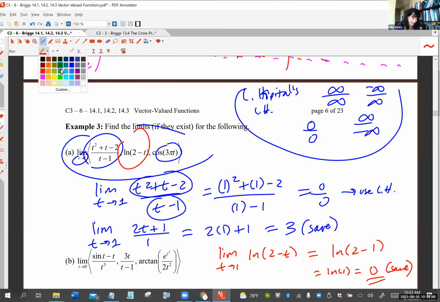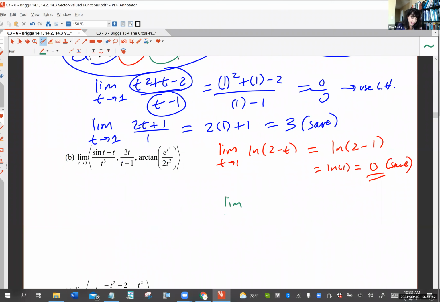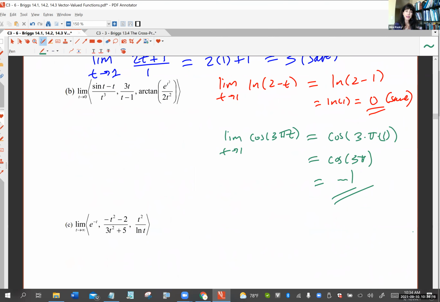Let's take the limit of this last component. Okay, so limit as t approaches 1 of cos 3 pi t. Direct substitution says cos of 3 times pi times 1. What the heck is cosine of 3 pi? Anybody remember some trig? It's just -1. Yeah. -1. Good. Okay, now you're ready to give me the final answer.